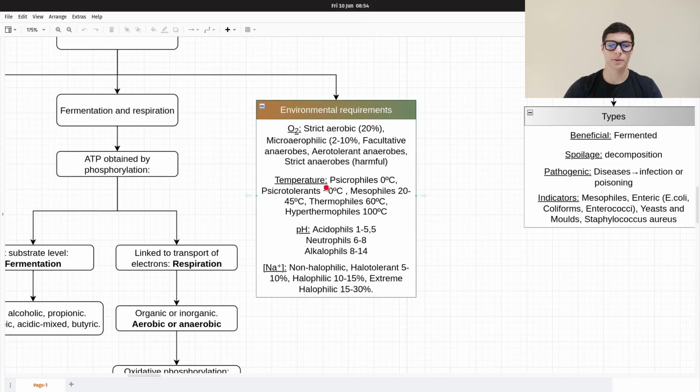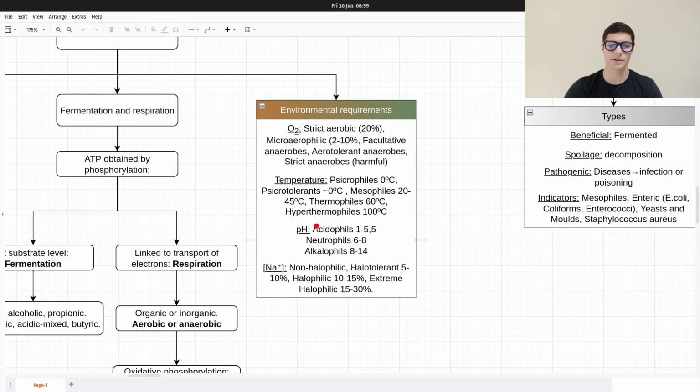Then the temperature, we have the psychrophiles that like being cold, close to 0 degrees Celsius. The psychrotolerants, that grow mainly at 15 degrees, but can also grow at 0. And the mesophiles between 20 and 45 degrees Celsius, the thermophiles 60 degrees, and the hyperthermophiles 100 degrees Celsius.